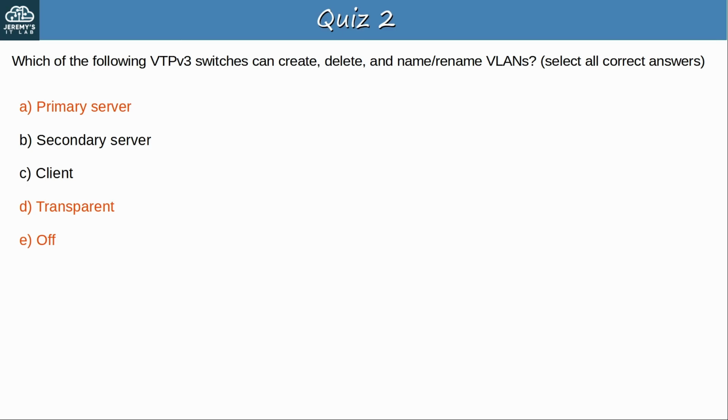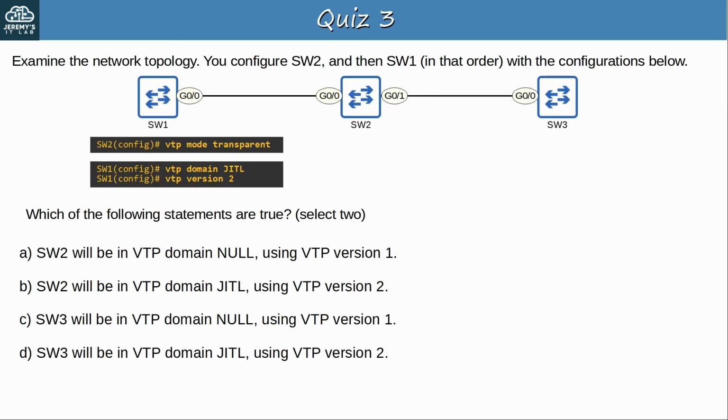Okay, let's go to question 3. Examine the network topology. You configure switch 2 and then switch 1, in that order, with the configurations below. So on switch 2 you configure VTP mode transparent, and then on switch 1, VTP domain JITL and VTP version 2. Which of the following statements are true? Select 2. Pause the video now to think about the answers.